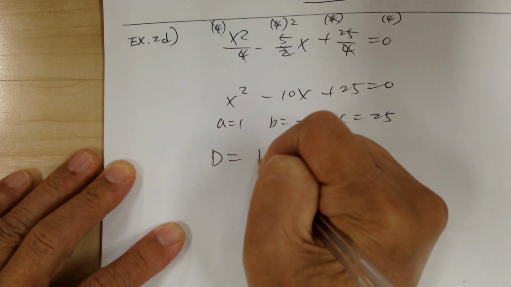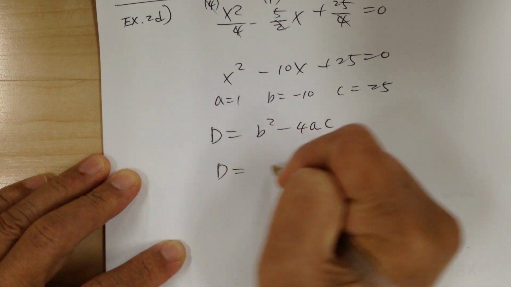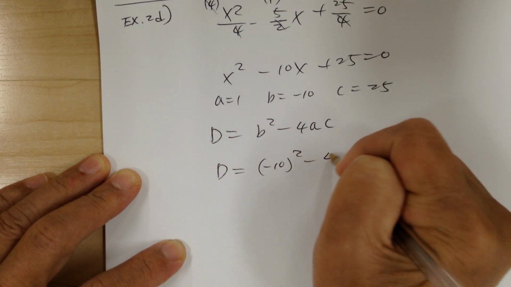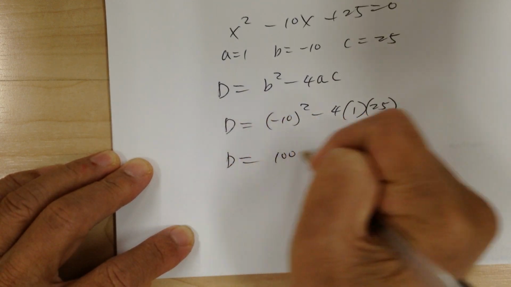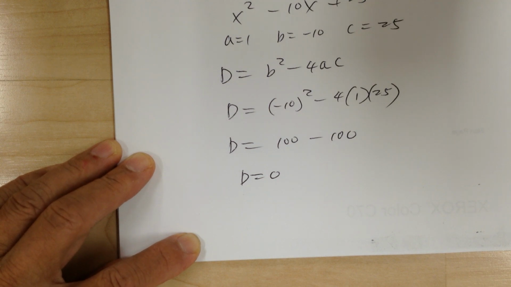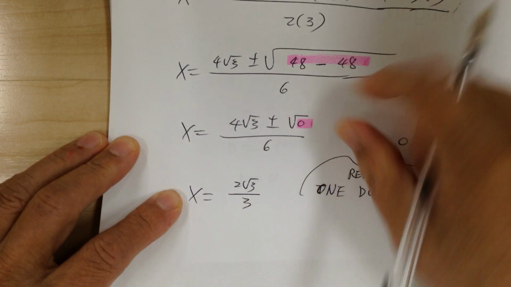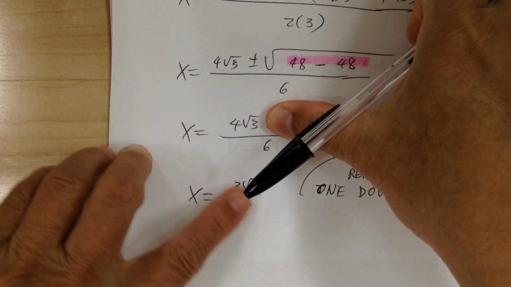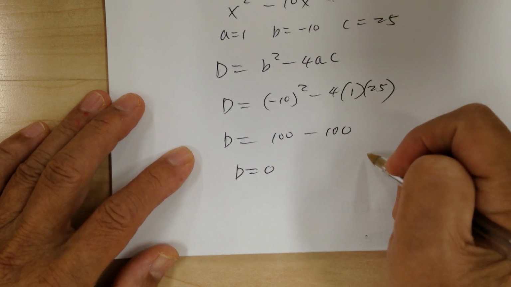So d equal to b squared minus 4ac. So d equal to negative 10 squared minus 4ac. So d equal to 100 minus 100. So d equal to 0. When d equal to 0, that is the situation we had before. That is this situation over here. When d equal to 0, this part is going to be gone, so you're going to get one double root.